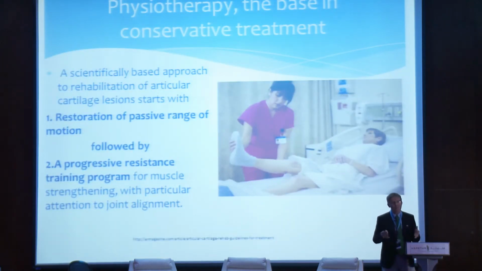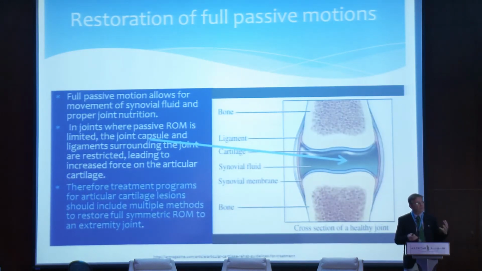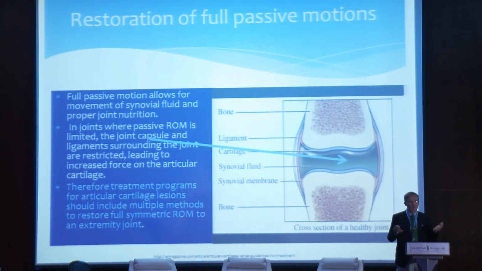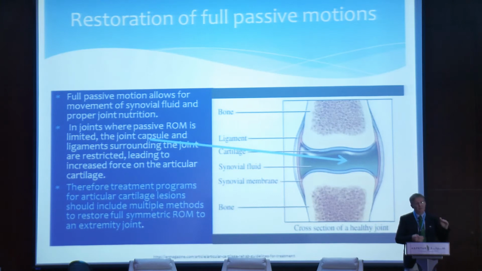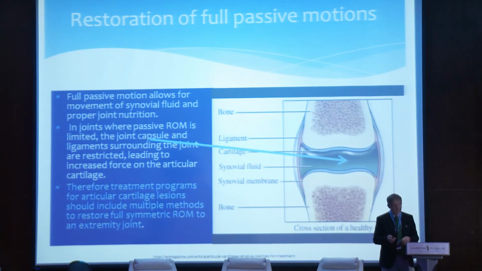One of the most important parts of the conservative treatment is certainly physiotherapy, with the restoration, first of all, of the passive range of motion, followed by a progressive resistance training program of the muscles that Barbara also talked about. With the full passive motion, you have influence on the synovial fluid, and you know the synovial fluid is important for the nutrition of the cartilage. If you don't have nutrition to the cartilage, you will have a thinning of the cartilage layer, and by that it's easier to have injuries. So programs for articular cartilage lesions should include multiple methods to restore full symmetric range of motion.